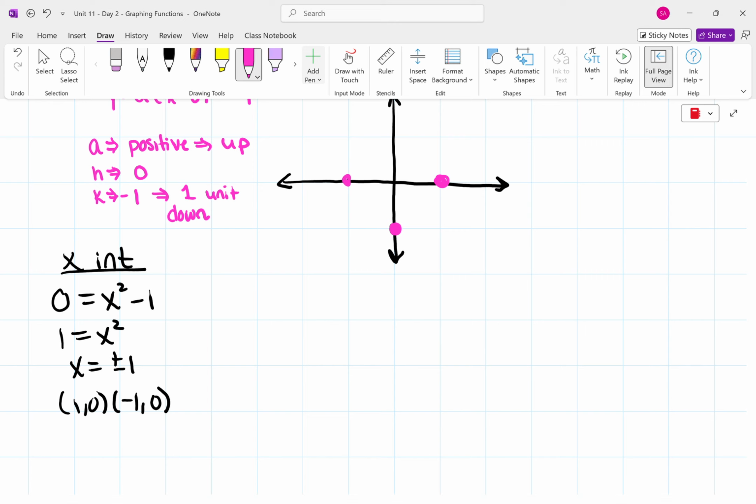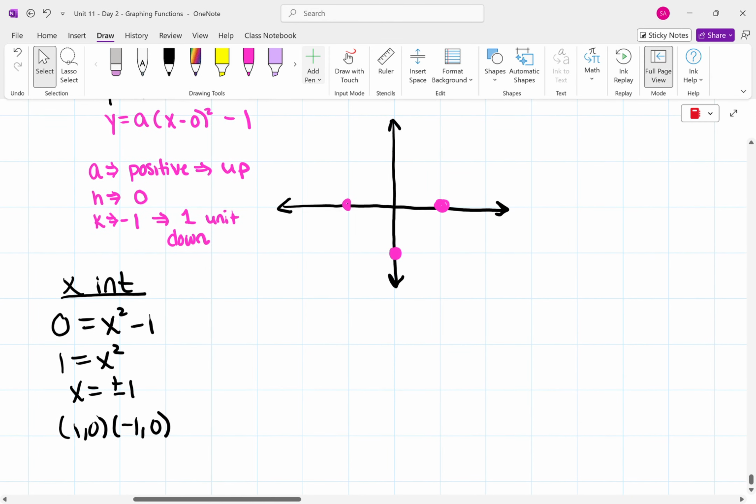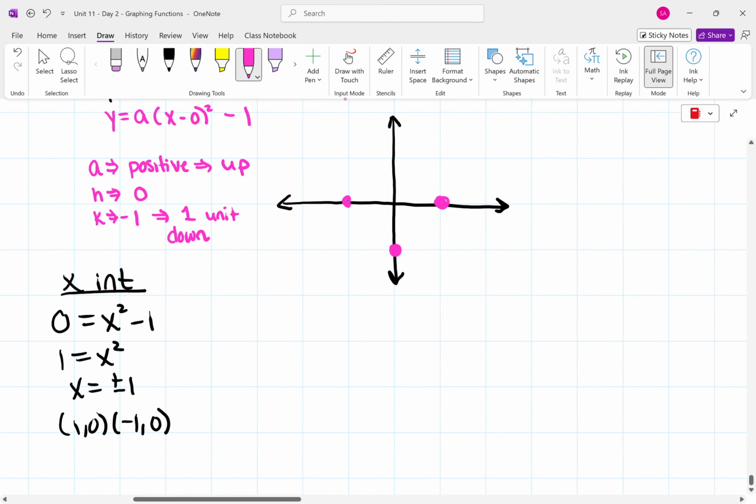I already know the y-intercept. What's the y-intercept since I plotted it? 0, negative 1. Do we need to actually solve it algebraically? No, we already found it. We're good. So now what we're going to do is we're going to graph this, or sketch it, I should say. Connect our points, and it looks something like that.